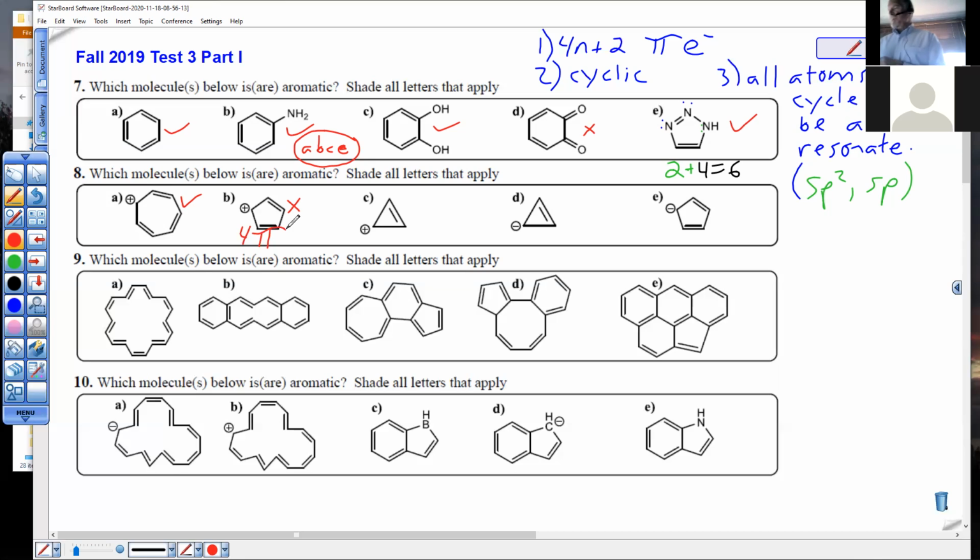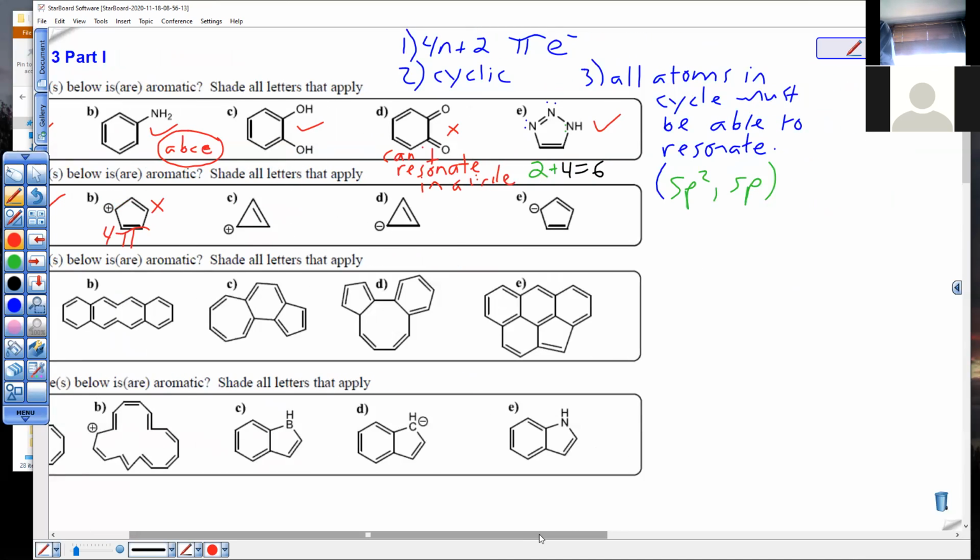Oh, I should explain why for each one. This one can't resonate in a circle. So I guess maybe I should modify my statement number 3: all atoms in the cycle must be able to resonate in a circle. There we go. Got an extra dot now. Haven't saved in a while. Here we go.